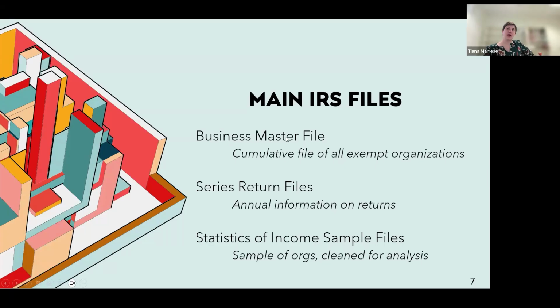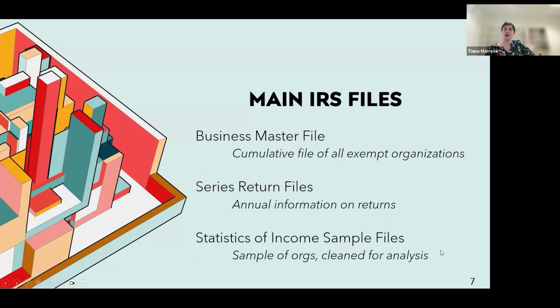Feeding into this BMF, or this business master file, are the series return files. These are the individual forms. So the 990, the 990 EZ, 990N, these are the individual forms that feed into this cumulative file and allow us to really get individual level or organizational level information on tax exempt organizations.